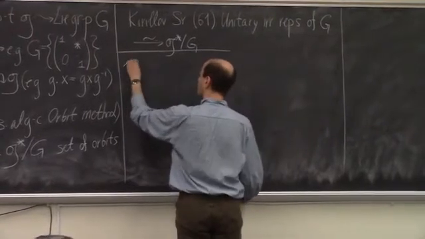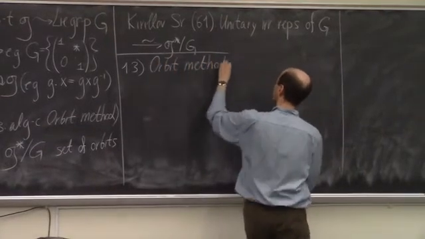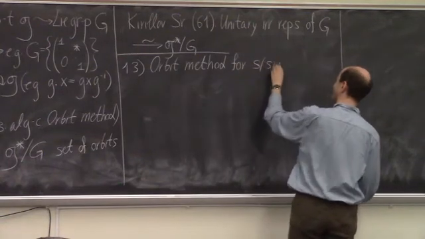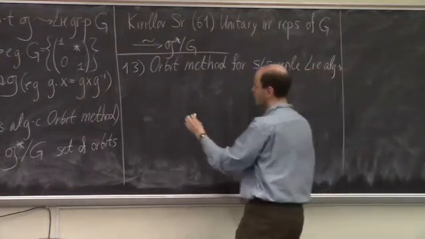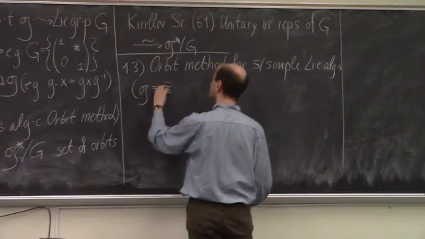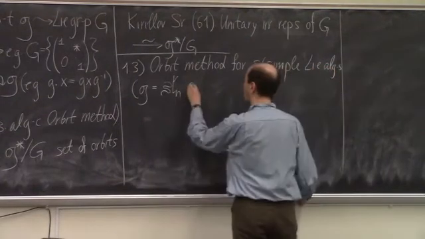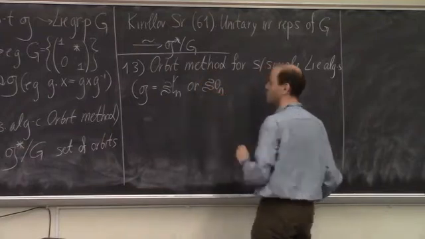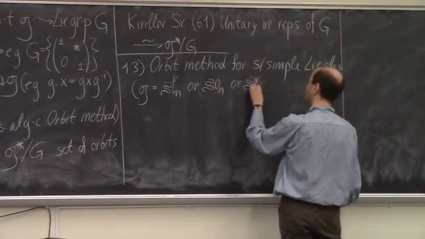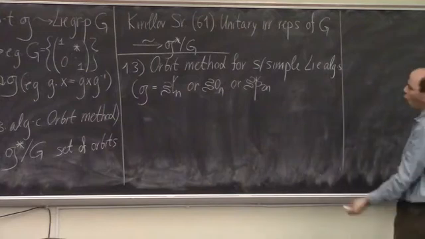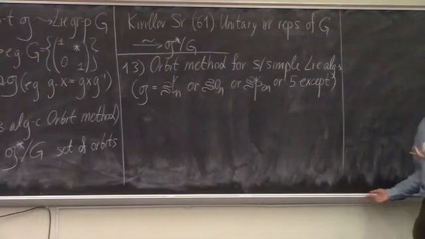So the third part is, well, the orbit method for semi-simple algebras. So what algebras do I consider? I can have g equal to sl_n. These are square matrices of trace 0. Or maybe I can have so_n. These are skew-symmetric matrices. Or maybe I can consider sp_2n. These are symplectic matrices. Or 5 exceptional algebras. This is what I care about.